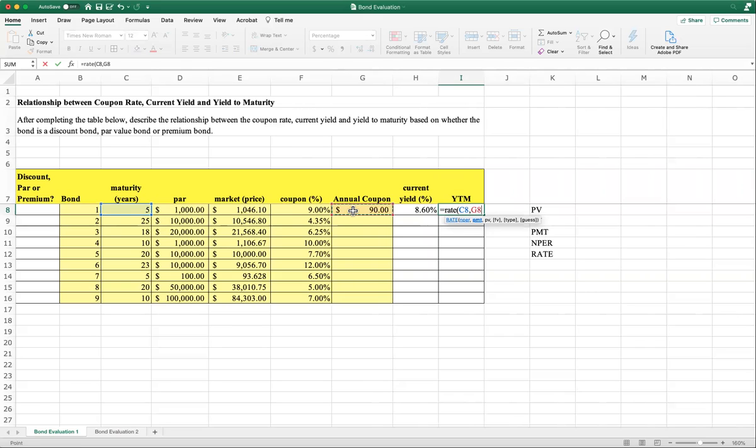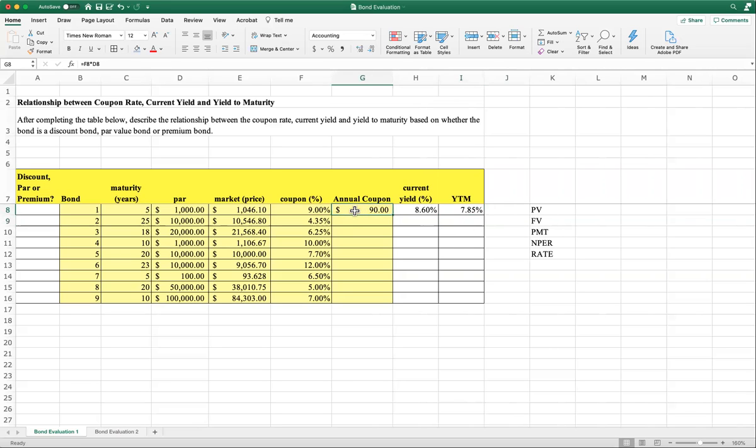And this is going to be positive because you're receiving that. Does that make sense? And the present value is going to be negative, the negative market price, because you are paying that. It's out of your pocket. That's why it's a negative cash flow for you. And the future value is going to be the par value because you're going to, again, receive this $1,000 when everything matures. So this gives you a yield to maturity rate of 7.85.